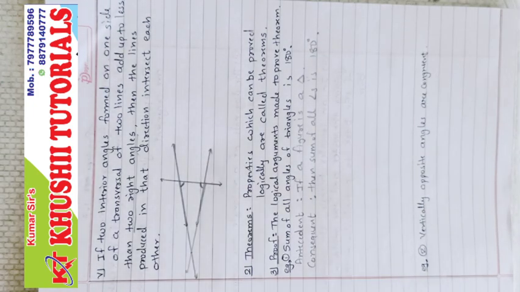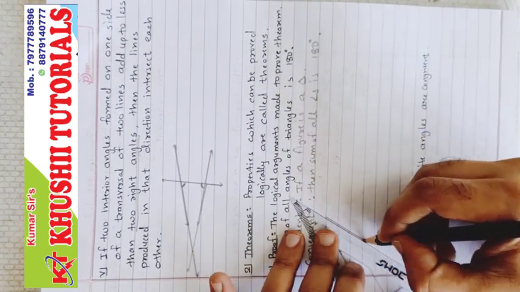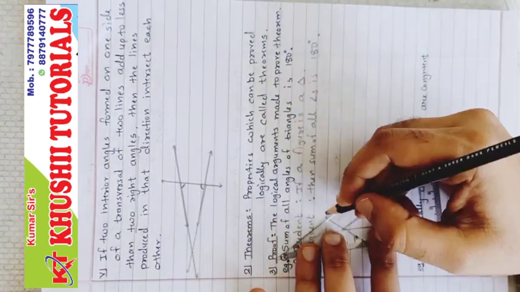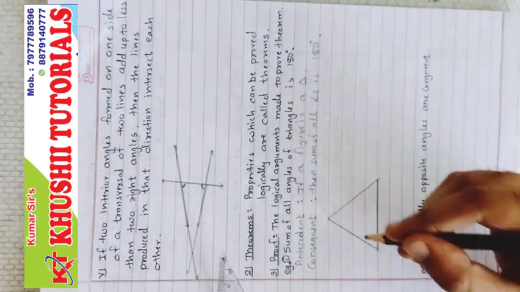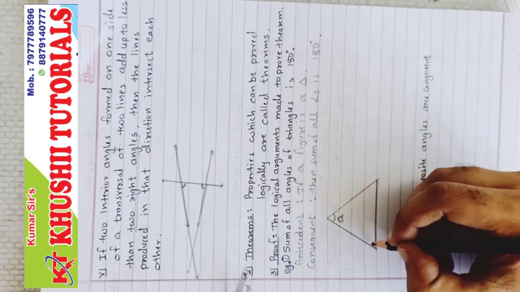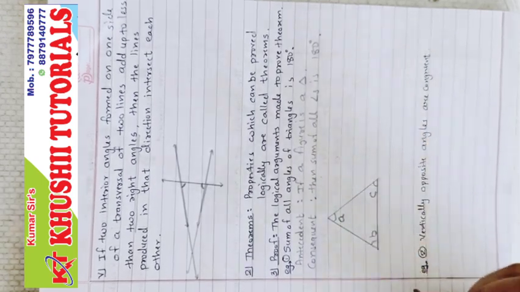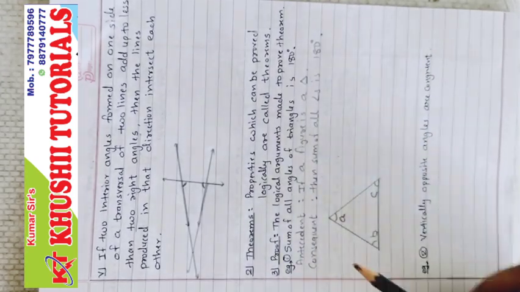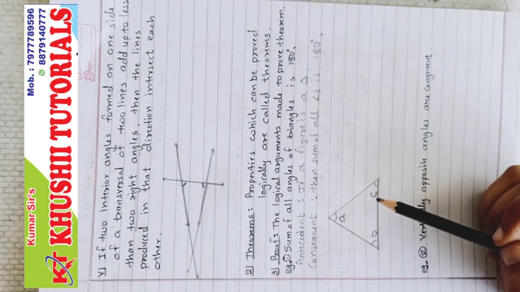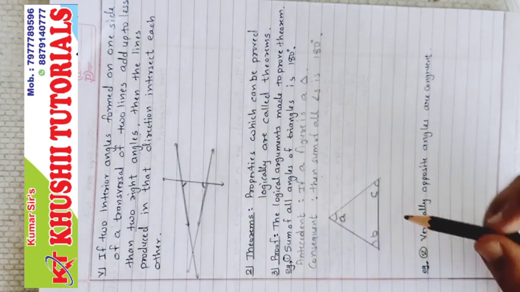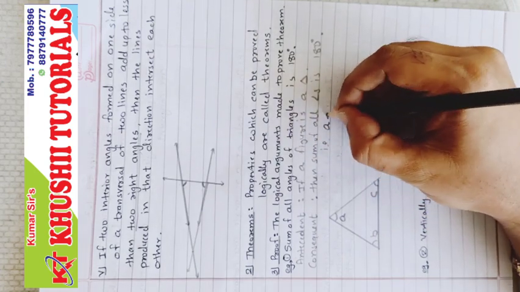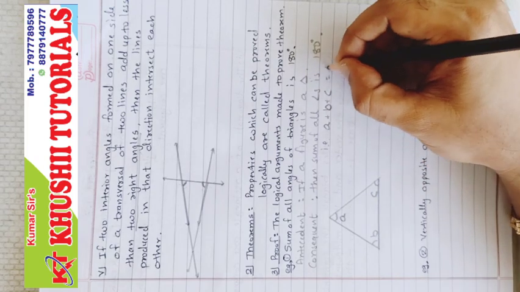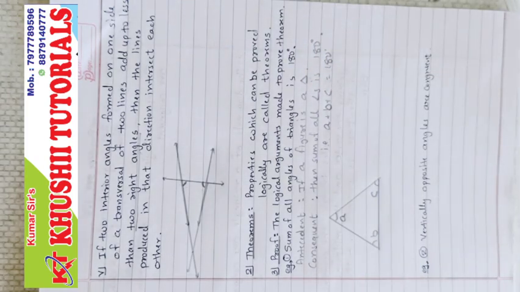Now given a figure is a triangle, so we will draw a triangle. A triangle with angles A, B and C. This is angle A, this is angle B and angle C. Now we have to prove angle A plus B plus C equals 180 degrees. Consequent: then the sum of all angles is 180 degrees. That we need to prove. Now how to prove it? It is very easy.